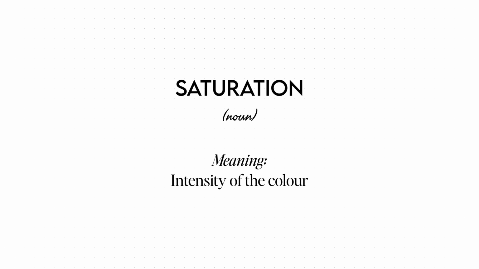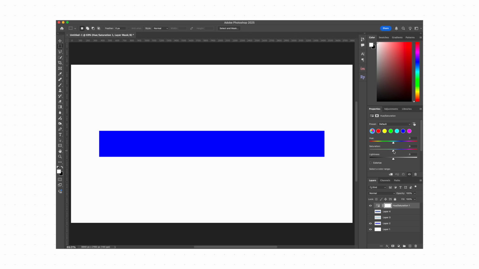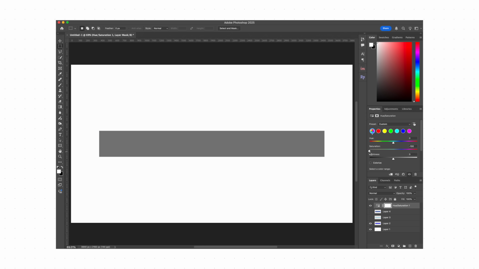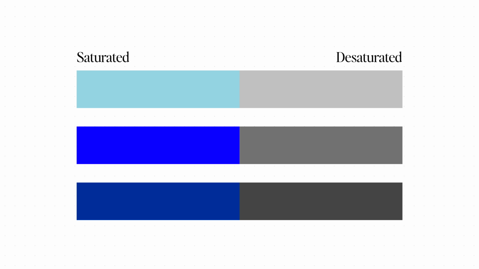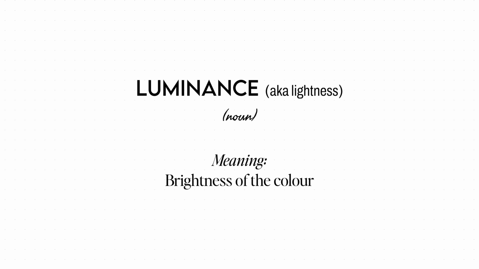Saturation is the intensity of the color. This is pure blue. As I reduce the saturation, it goes towards grey. But notice one thing. If I use a darker blue, it goes towards black, and lighter blue goes towards white. Why is that? That is because of the third component, lightness, also known as luminance, meaning how bright or dark the color is. The reason why luminance is so important is because it mainly controls the contrast between the colors.